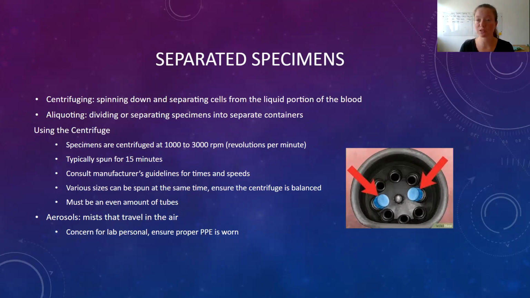You can spin different size tubes at different times, but you have to make sure that that centrifuge is balanced. So what we mean by that is, let's say I have 4 tubes. 2 of the tubes are filled right at the halfway mark, and the other tubes are filled all the way to the top. So the 2 tubes that match have to be on opposite ends of each other, just like in this image. So I can centrifuge all 4 tubes at the same time, but it has to be balanced.